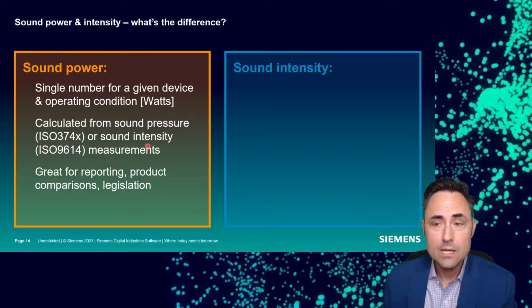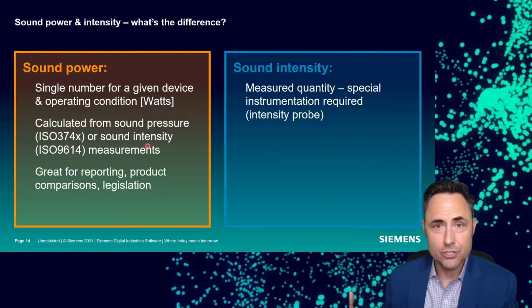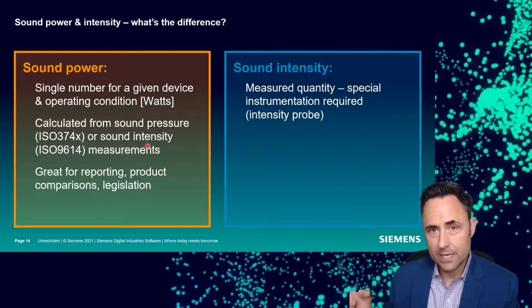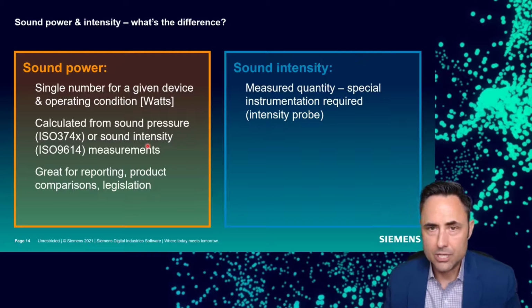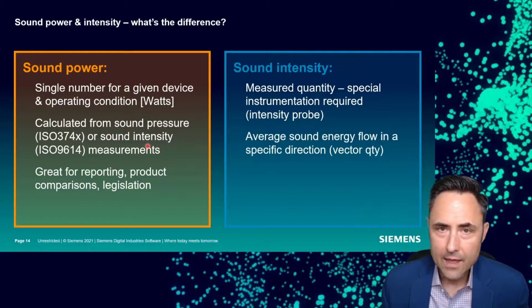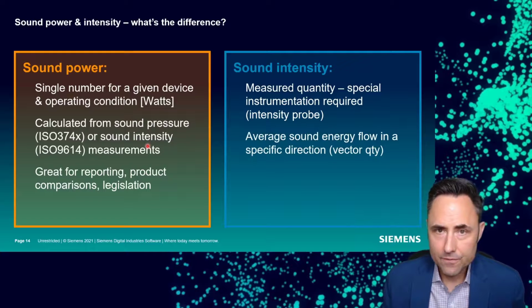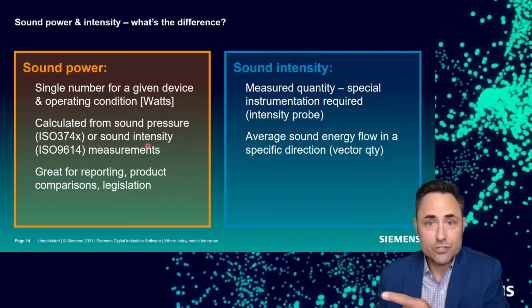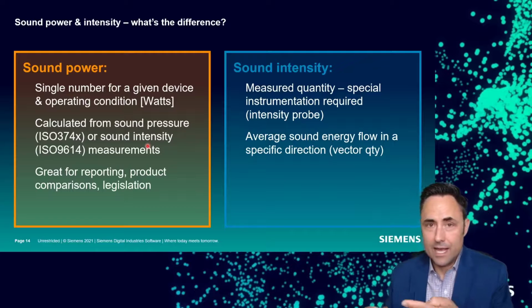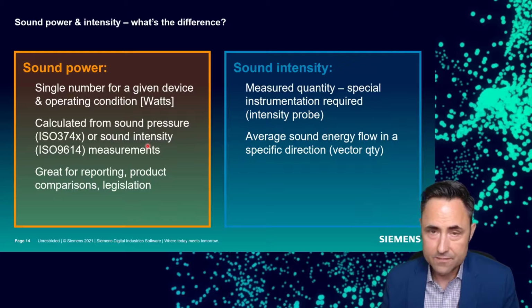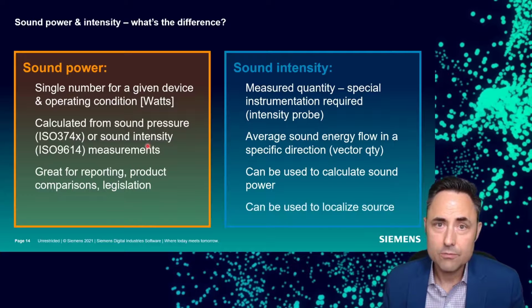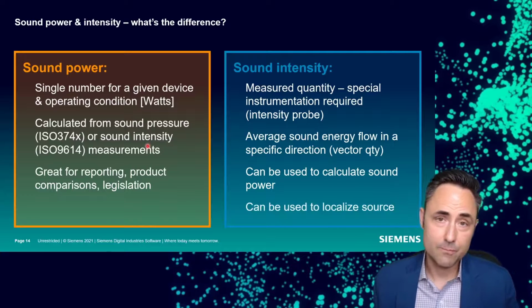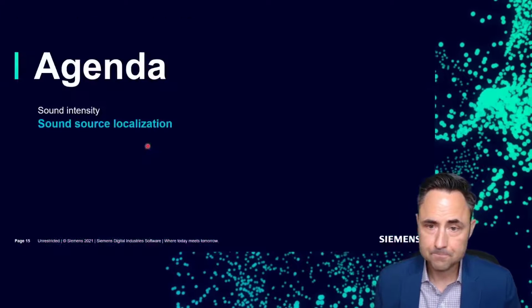Okay. Sound intensity, on the other hand, is a measured quantity, right? We're measuring it directly, but we need some special instrumentation. These two phase-matched microphones create an intensity probe, and we're measuring intensity directly then. And it measures for us the average sound flow per unit area, but it's a vector quantity, right? We now know the magnitude and direction of our sound flow because of this vector quantity. And it can be used to calculate sound power, but also bridge that gap to sound source localization and provide us some additional insight, okay?